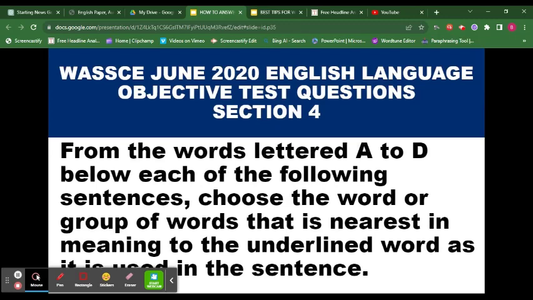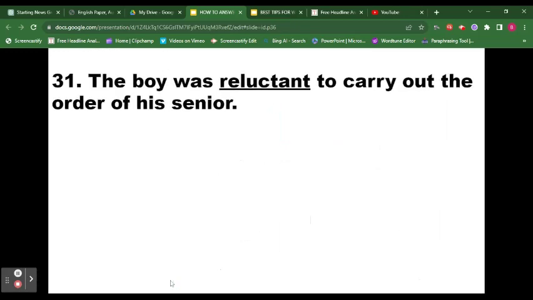From the words lettered A to D below each of the following sentences, choose the word or group of words that is nearest in meaning to the underlined word as it is used in the sentence. Now, let's move on to question number 31.